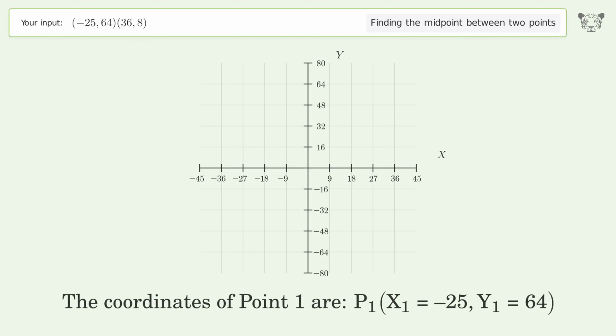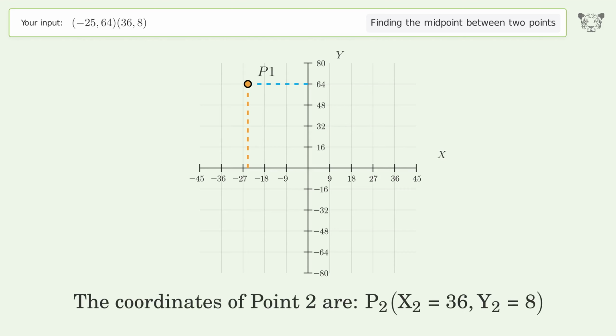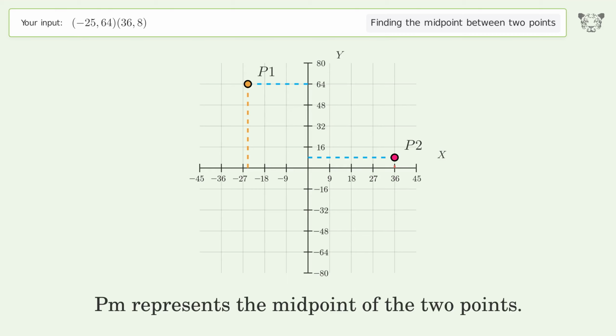The coordinates of point 1 are, x1 equals -25, y1 equals 64. The coordinates of point 2 are, x2 equals 36, y2 equals 8. PM represents the midpoint of the 2 points.